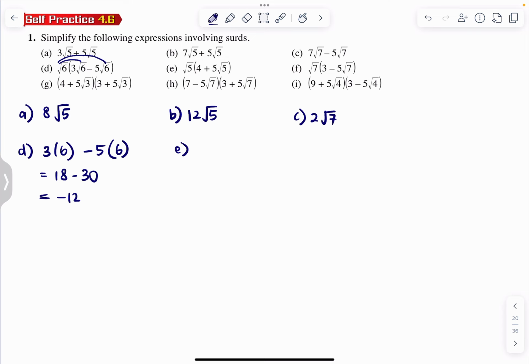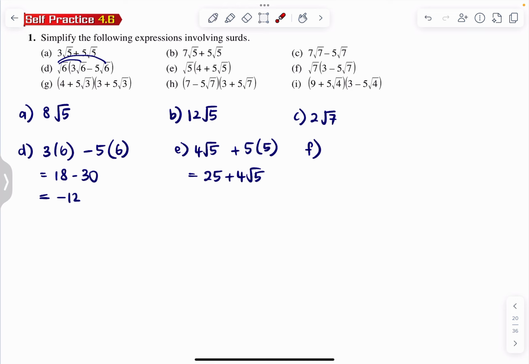And then E. Same thing, we try to expand. So we get 4 surd 5. And then 5 surd 5 times surd 5 is 5 times 5. This 5 remains. Surd 5 times surd 5 is just 5. So this will be 25 plus 4 surd 5.